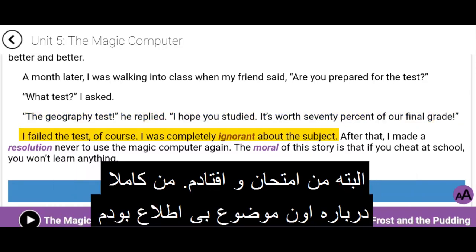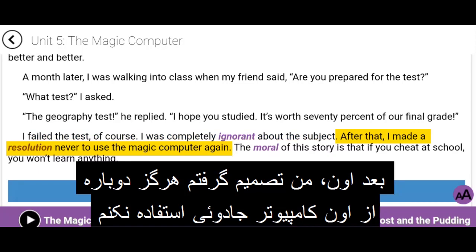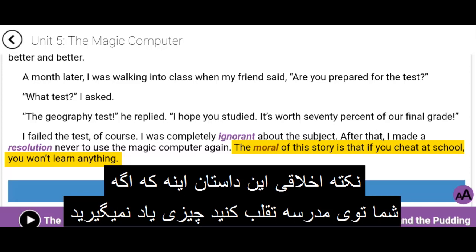I failed the test, of course. I was completely ignorant about the subject. After that, I made a resolution never to use the magic computer again. The moral of this story is that if you cheat at school, you won't learn anything.